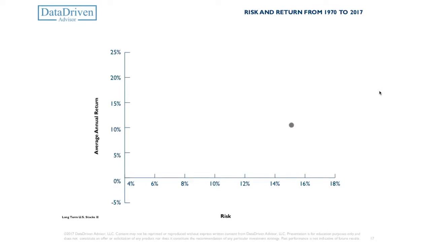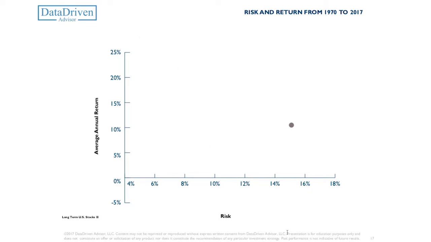Now, what we looked at earlier was a backward-looking chart from 1970 to 2017. Now, I will be the first to admit, I don't think the next 48 years looks like the last 48 years. So the question is, what can we gather from the past to give us a guide to what the future looks like? So here is that 48-year average for the U.S. stocks, average return and risk.